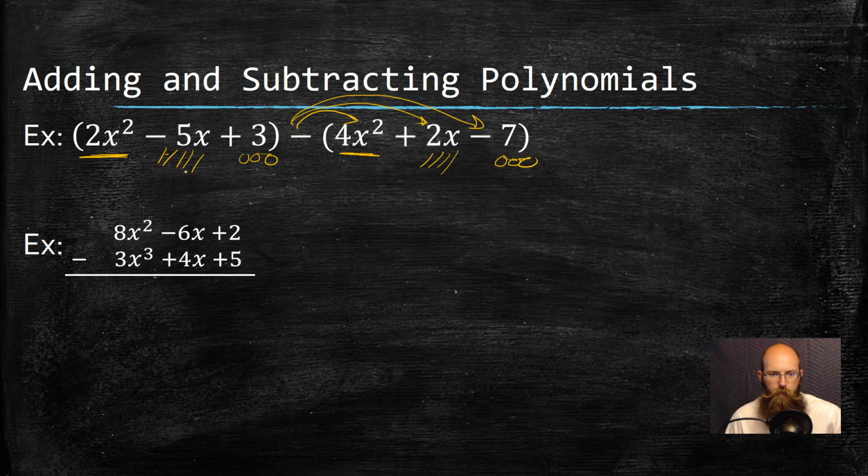Okay. 2x squared minus 4x squared. Sorry, 2x squared minus 4x squared. That gives me negative 2x squared, right? 2 minus 4. All right, next one. Negative 5 minus a positive 2. That gets me a negative 3x, right? Negative 5 minus a positive 2.